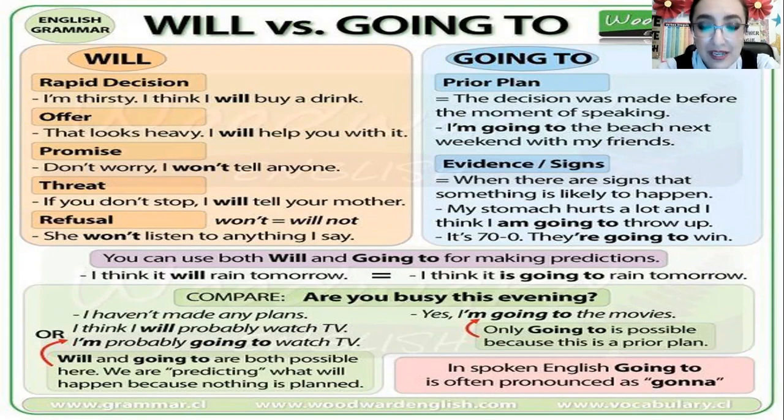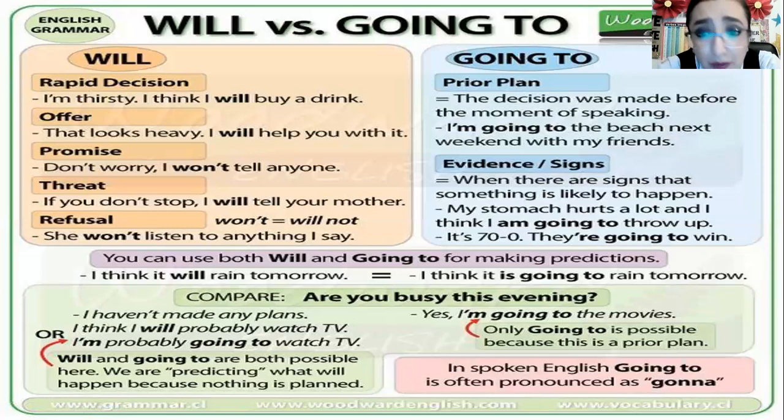So here, I'm going to give you some examples. For example, here we are going to be comparing. Are you busy this evening? If I say, I haven't made any plans, I think I will probably watch TV, or I'm probably going to watch TV. It is going to be the same because both are possible, okay? We are predicting something that we are going to be doing, because nothing is planned. You don't have any kind of plan.